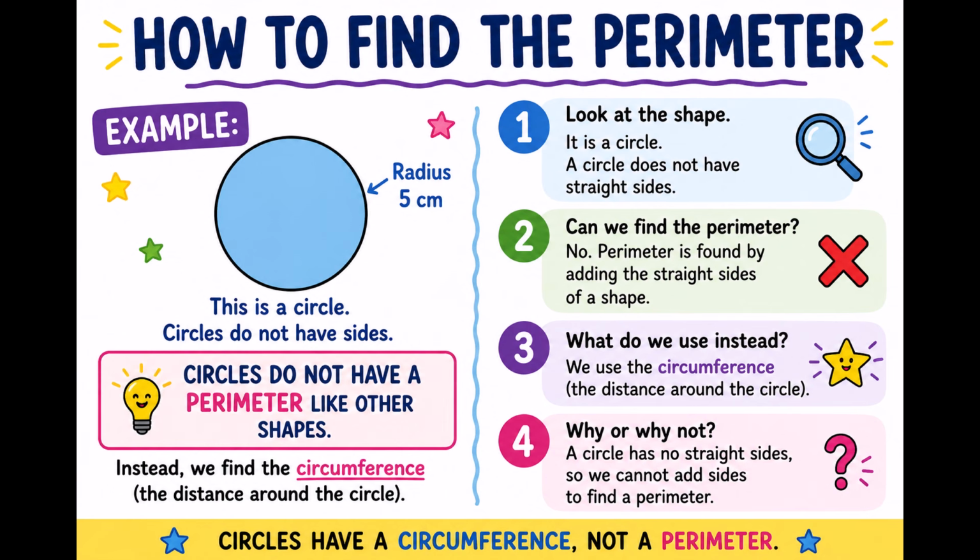Now, we will look at a circle. Circles have a circumference. It is not called a perimeter. This is how you find the circumference. A circle does not have straight sides, so perimeter is not found by adding the straight sides of a circle. We use the circumference, which is the distance around the circle. A circle has no straight sides, so we cannot add sides to find a perimeter.